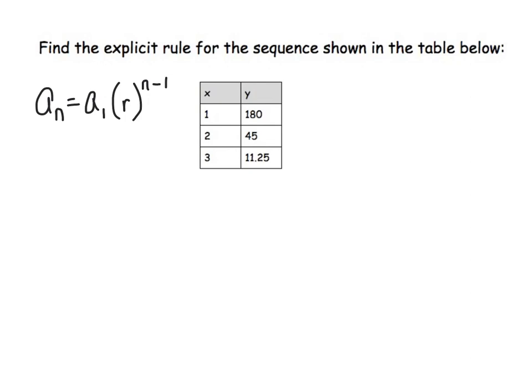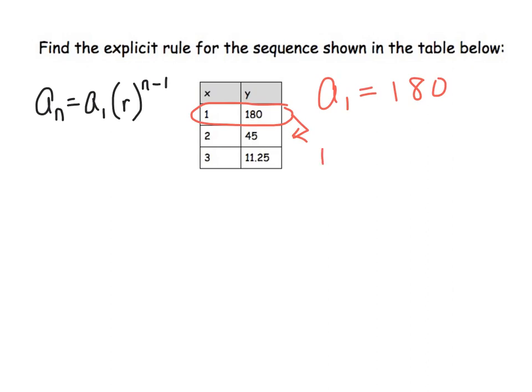So to figure out the stuff that we need, first we need to know what our first term is. So our first term, right here at number 1, is 180. So a sub 1, our first term is 180. And then I need to know what my common ratio is. And I can see it's decreasing.